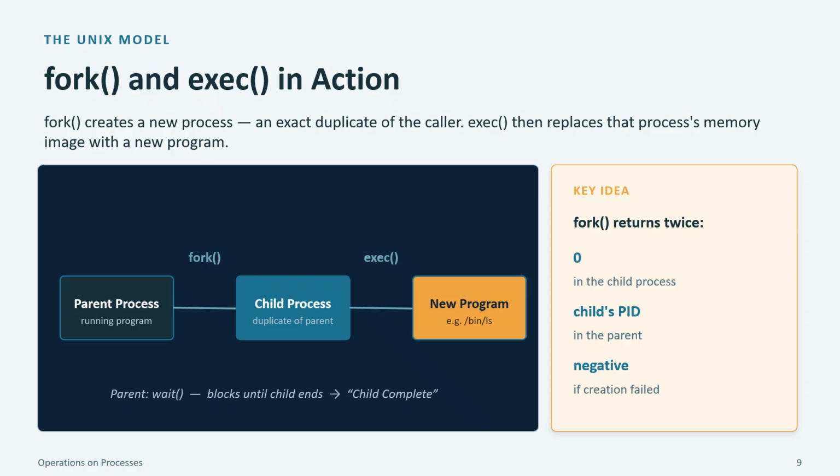There is one very important point to remember. Fork returns twice. In the child process, it returns 0. In the parent process, it returns the PID of the child. If a process creation fails, it returns a negative value. This return value helps the program determine whether it is executing in the parent or child process.